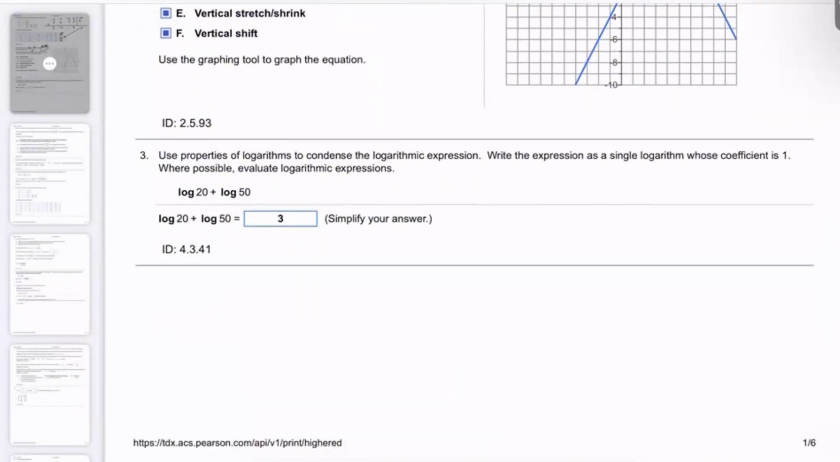And then, the properties of logarithms, there's addition. So you need to remember that even though we don't have a log base 10 written there, that it's there. And then 20 times 50 is 1,000. And then you have to remember that 10 to the third power is 1,000. So that's why you get 3.